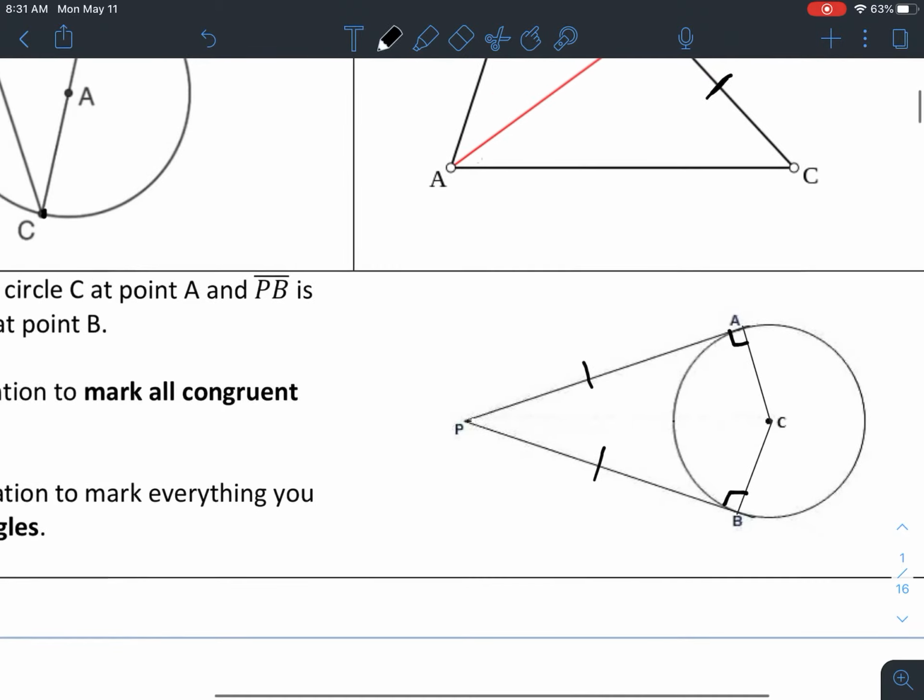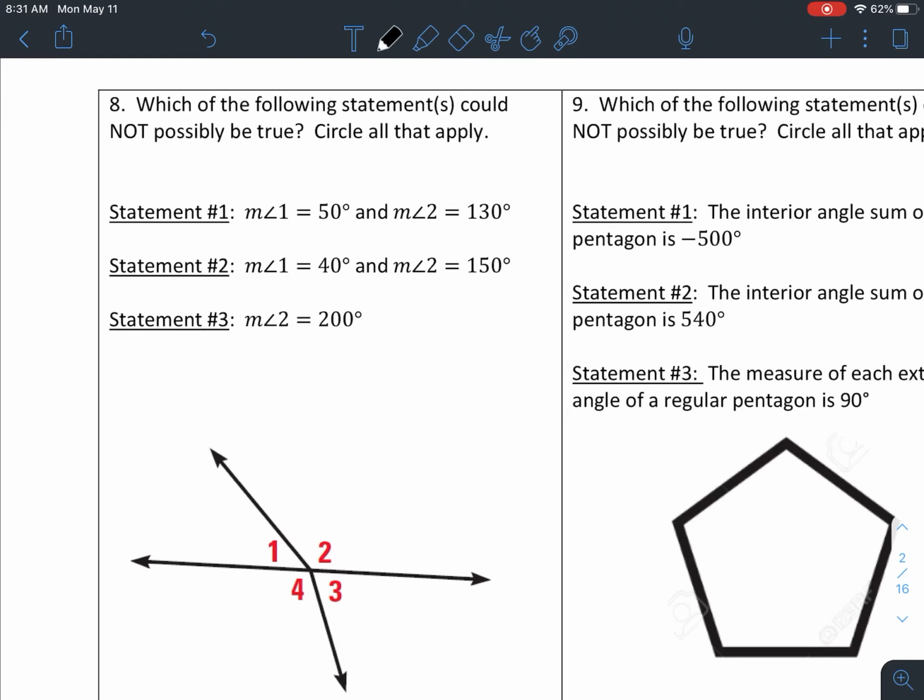Now, number 8. Which of the following statements could not possibly be true? Circle all that apply. So angle 1 is 50 degrees and angle 2 is 130. Well, we know to meet that has to be 180 degrees. Okay, so we know statement 1 can be a true statement. Now, does the angle on here look like it? No, but it could be a true statement that way.